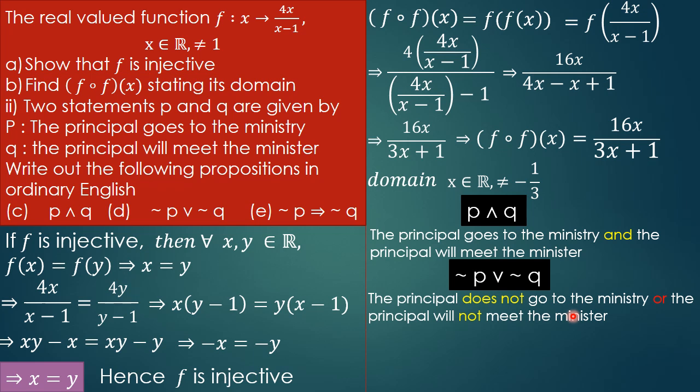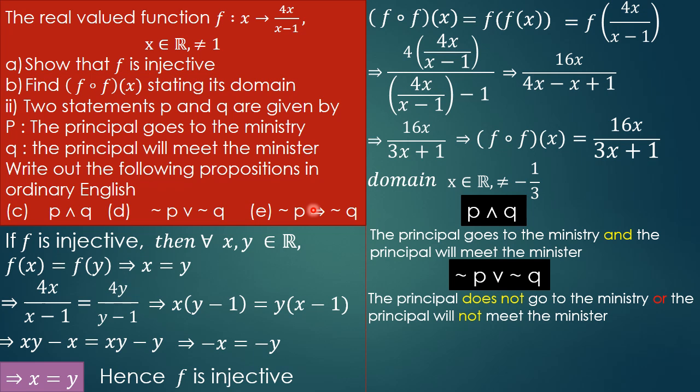Then the E part is saying that negation of P implies negation of Q. So friends, negation of P, as we have, is the principal does not go to the ministry, and the negation of Q is the principal will not meet the minister. The implication sign simply means if then. Each time you see this implication sign, you start the first part, that is the hypothesis, with if. Then as soon as the hypothesis ends, you start the conclusion with then.